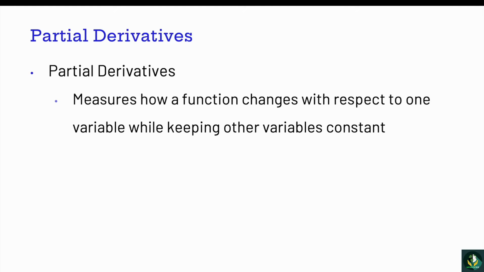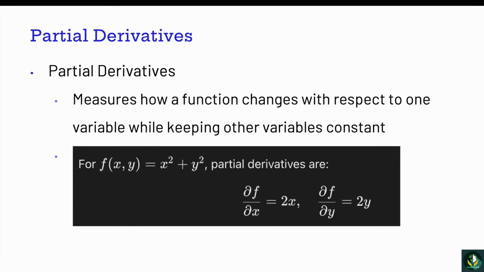We're going to jump into partial derivatives. Now, a partial derivative measures how a function changes with respect to one variable while keeping the other variable constant. So for f of x, y equal to x squared plus y squared, the partial derivatives are defined as: the partial derivative of f divided by the partial derivative of x equal to 2x, and the partial derivative of f divided by the partial derivative of y equal to 2y.